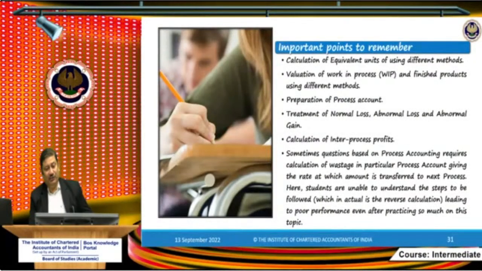Then preparation of process account, WIP account. Then preparation of process account, there may be 2 processes, 3 processes, etc.